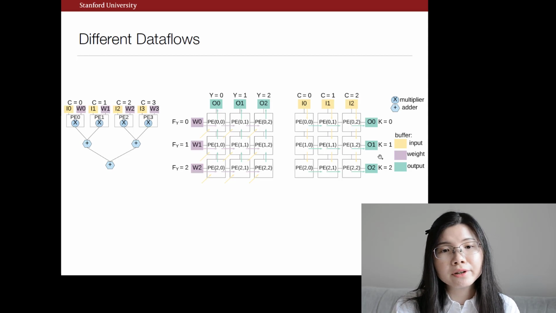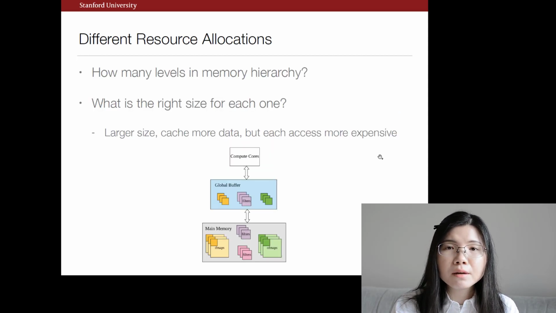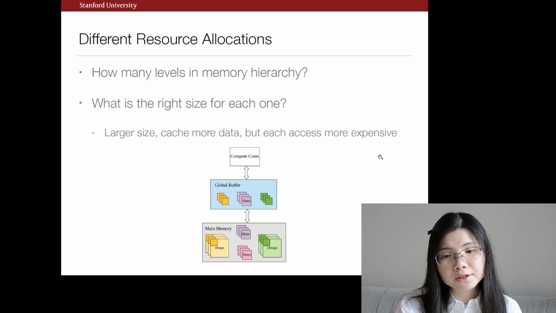The last dimension is resource allocation. It is about the design choices including but not limited to how many levels in the memory hierarchy and the size of each level. Choosing the proper buffer size is important due to this trade-off. When we use a larger buffer, we can cache more data, but each access to this buffer also becomes more expensive.